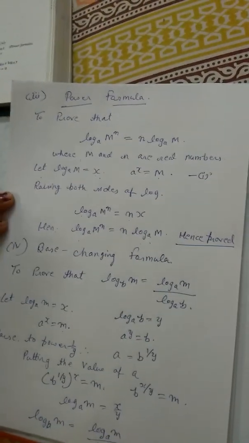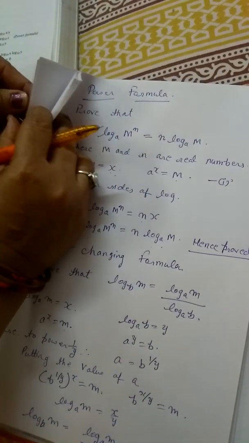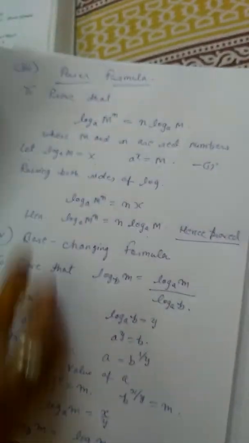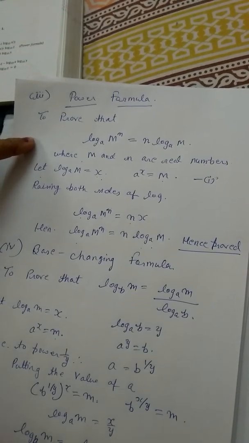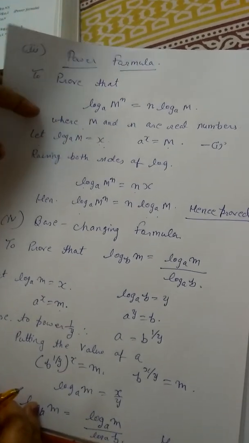These are the four properties of logarithm. First of all, I have taught you the multiply formula, then the divide formula, then the power formula, then the base changing formula. Now with the help of these formulas, we will discuss some examples.